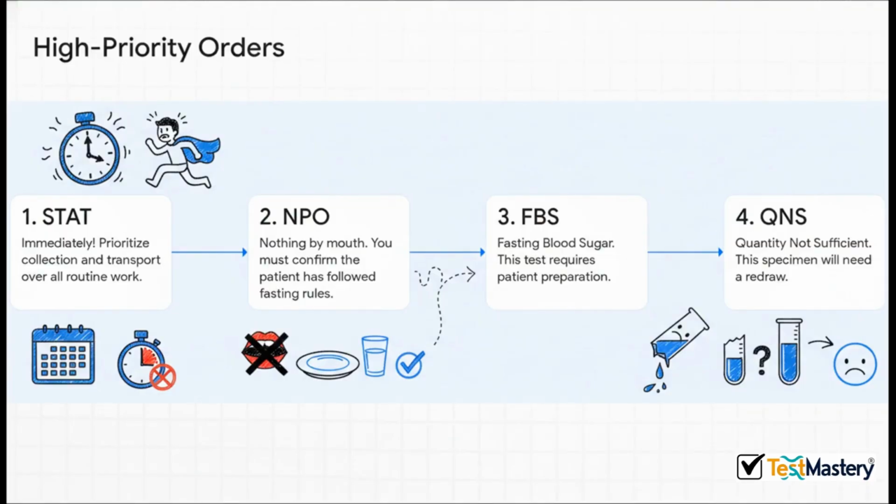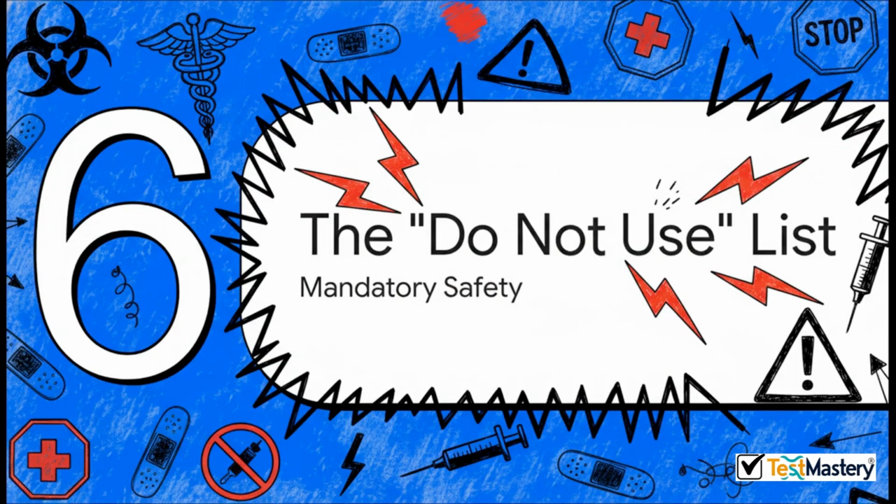STAT means you drop what you're doing and go now. NPO or FBS means you absolutely have to check if the patient has been fasting, otherwise the test is useless. And if you see QNS, it means you didn't get enough blood, and you'll probably have to stick the patient again, which nobody wants.